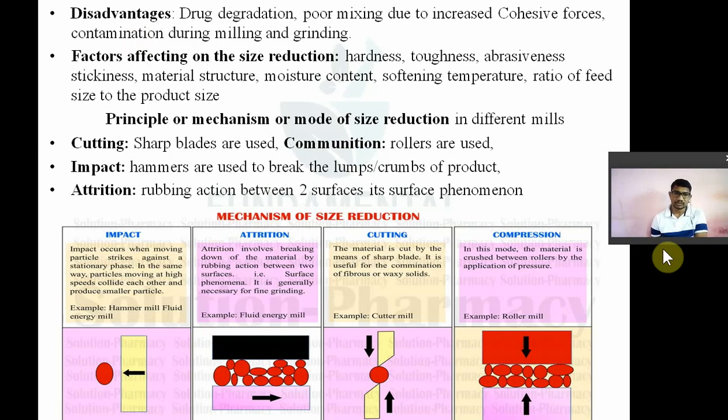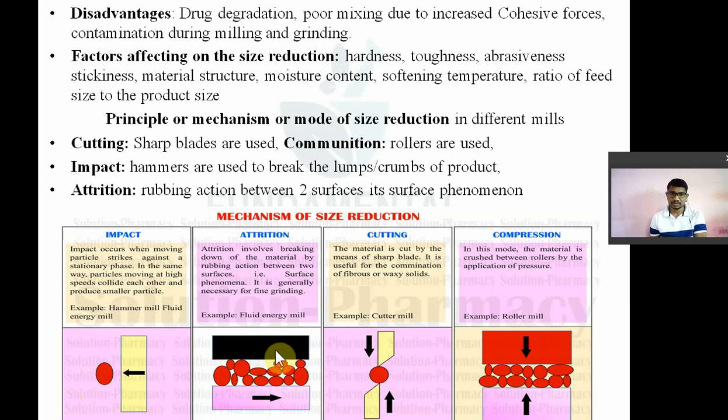Mechanism of size reduction: impact. So impact occurs when a moving particle strikes against a stationary surface or stationary object. In the same way, particles moving at high speed collide with each other and produce small particles. That is nothing but the impact. Okay. For example, see, this is a moving particle, it will hit on this stationary surface, so it will be broken down. That is the impact.